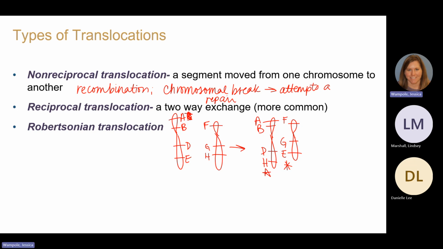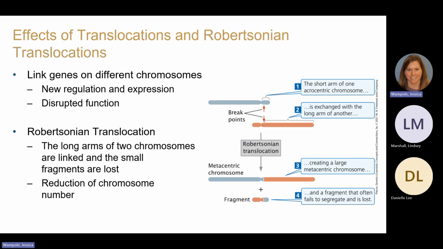All right, our last kind of translocation is called a Robertsonian translocation. So this is kind of a specific type of reciprocal translocation. In a Robertsonian translocation, what happens is you get basically the two long arms coming together from two opposite chromosomes. So let's say we have, nope, that's not a good chromosome.